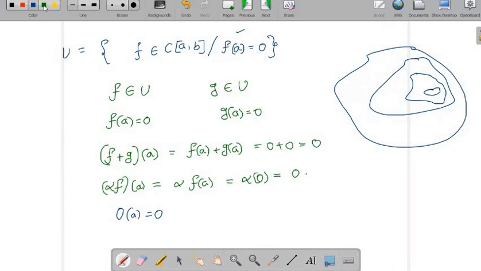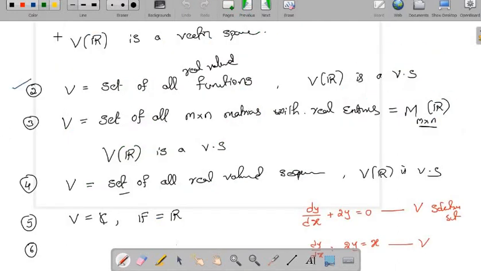All right, but remember one thing, if you replace this 0 with some non-zero entry, then it is not going to be a vector space. Why? Because suppose if I replace it with 1 here, f of a is 1, g of a is 1, f of a plus g of a, 1 plus 1, you'll get 2. You don't get 1 again. So it cannot be a vector space. Okay. All right. So similarly, you do one thing.